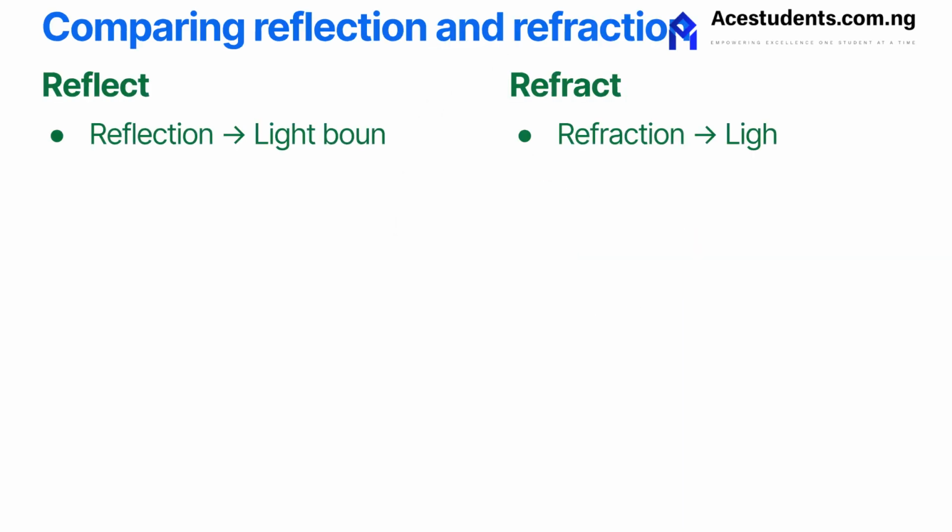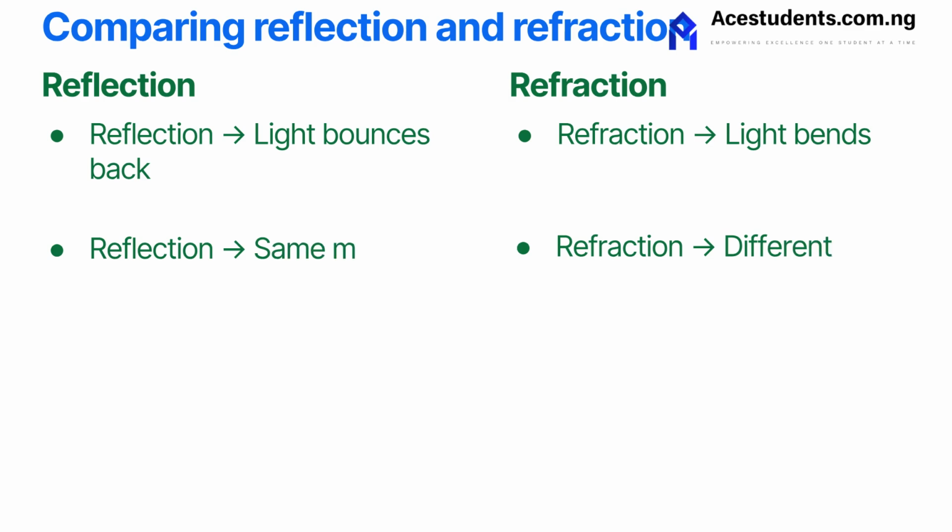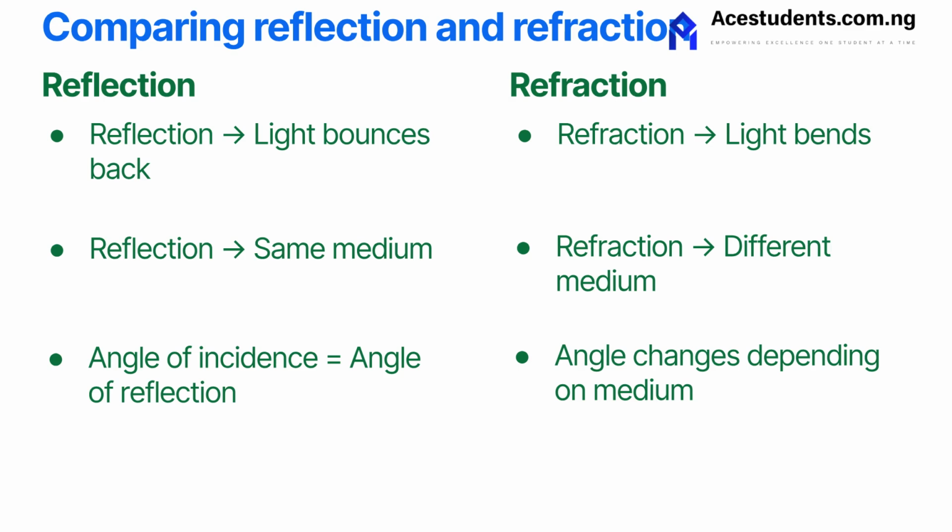Now let us compare reflection and refraction. Reflection is when light bounces back, while refraction is when light bends. In reflection, light stays in the same medium. In contrast, refraction involves light moving to a different medium, causing a change in direction. Reflection follows a fixed rule, where the angle of incidence equals the angle of reflection. Refraction's angle changes based on the density of the new material.